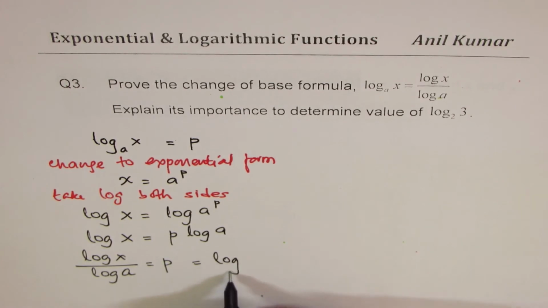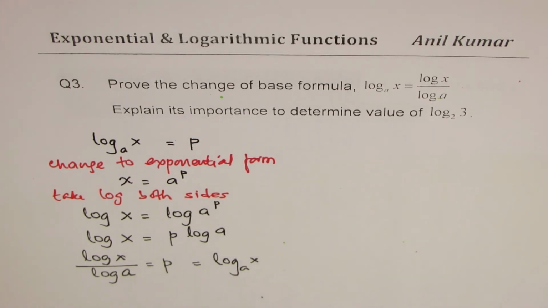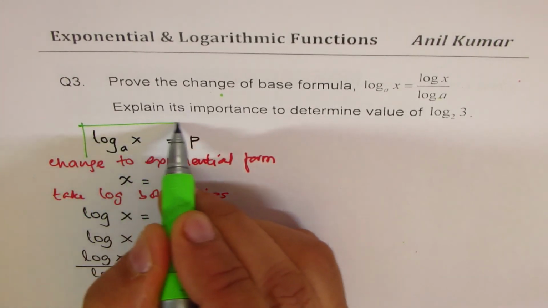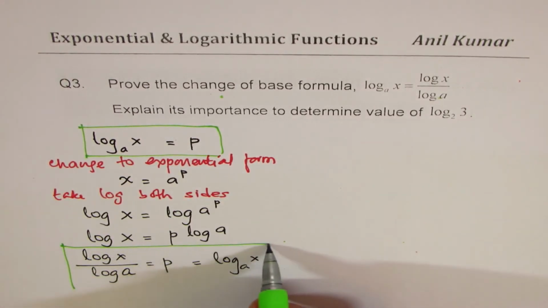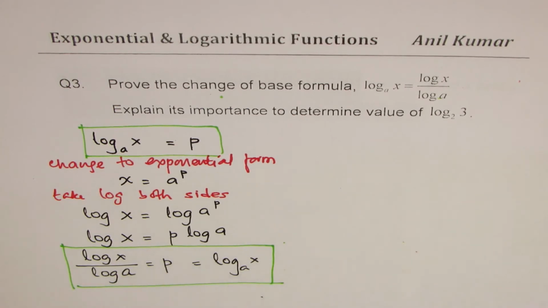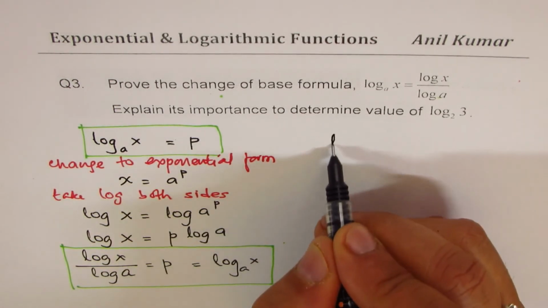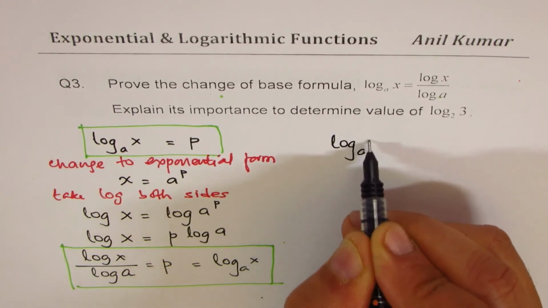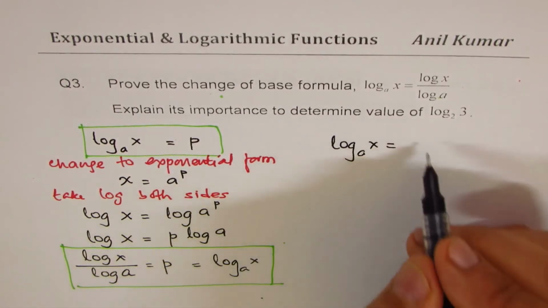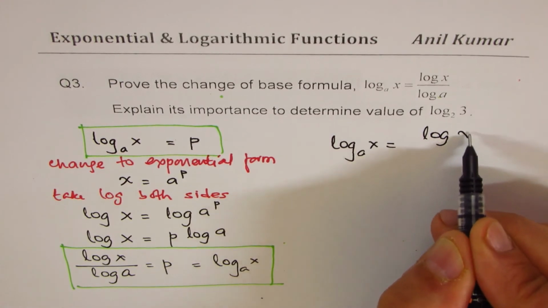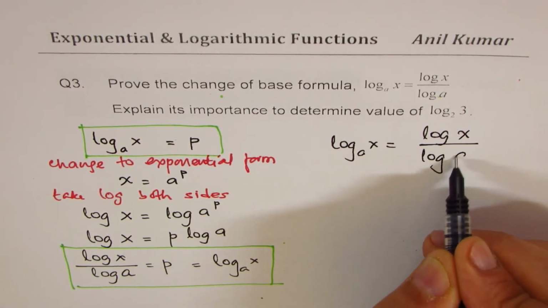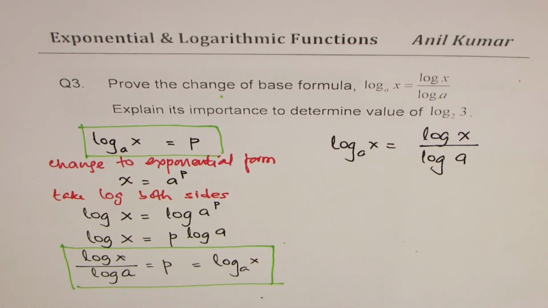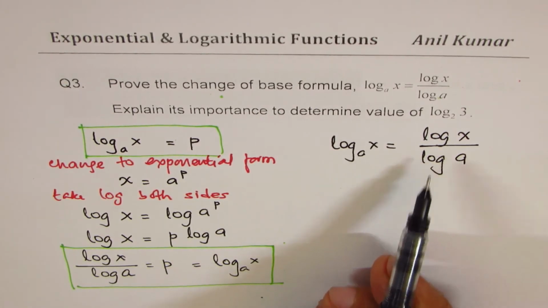So p basically was log to the base a of x, correct? This is what p is. This is how we defined it, right? And now what are we saying? By taking the logarithms again, we have shown that this particular expression, log to the base a of x, could be written as a ratio of logs in any other base. In this case, we have taken base 10, log of x over log of a. Does that make sense? So that is how you can prove it.